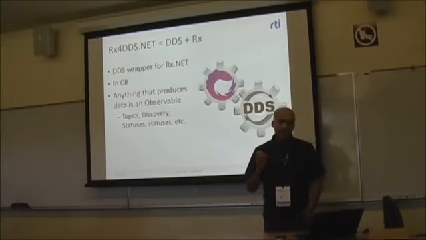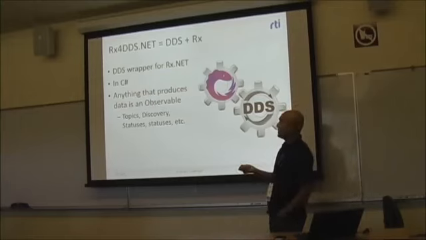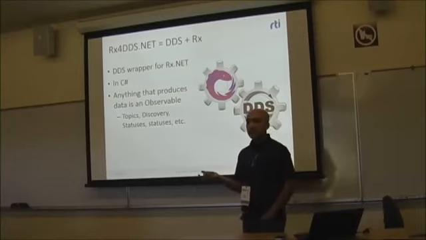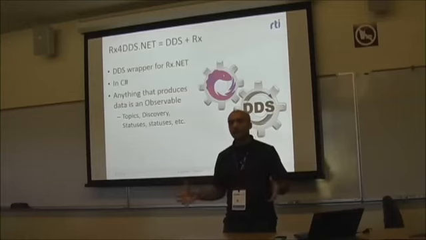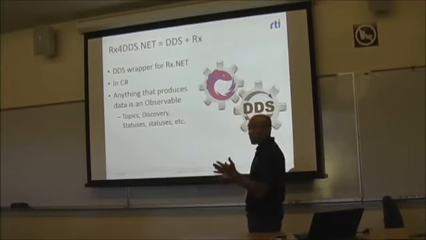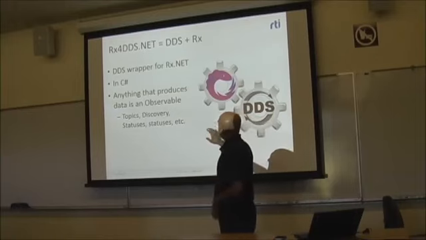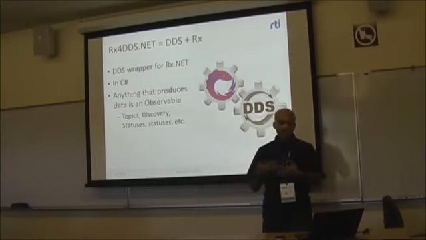So the library that I'm going to talk about is called Rx4DDS. It's essentially a wrapper written in C# that allows you to do this processing using Rx operators, because Rx is particularly suitable for stream processing and asynchronous processing, but here it's more like stream processing. And DDS is good at sending data around, so it's a great match together.